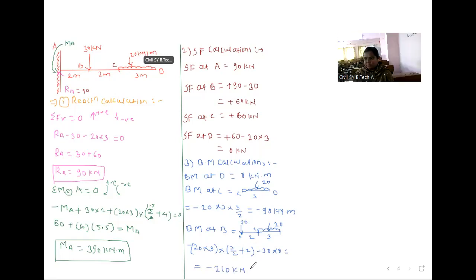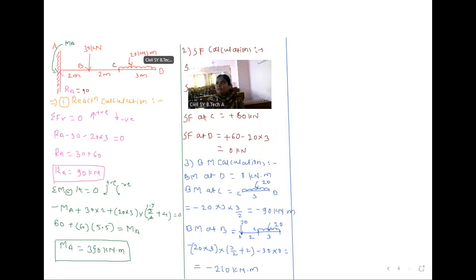Minus 210 kilonewton meter. After that, the last point remaining is the bending moment at A. At point A, a force is there, but the perpendicular distance is zero. Simultaneously, one moment is applied at that point. So the bending moment at A: here RA force is there, but this RA is acting at exact point A, so the perpendicular distance is zero. But here a moment is applied, and this moment pushes the beam downward. So minus 390 kilonewton meter.